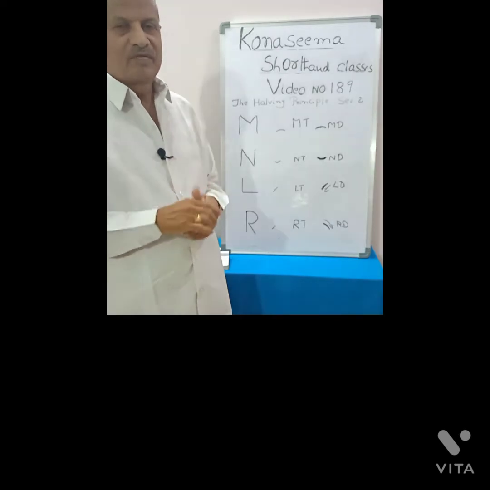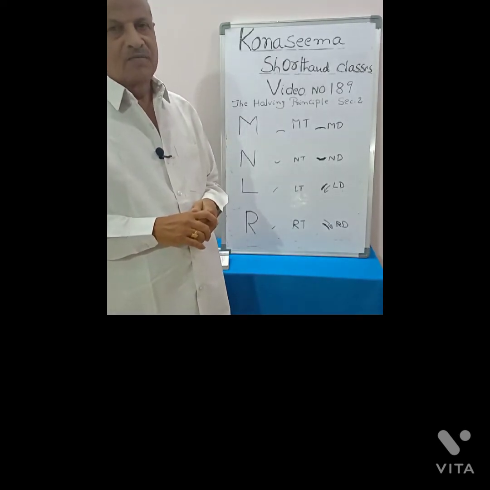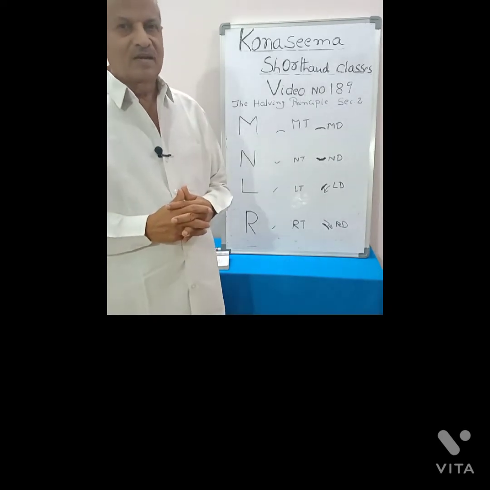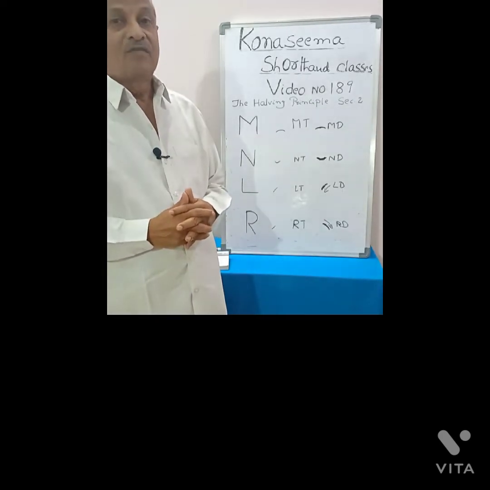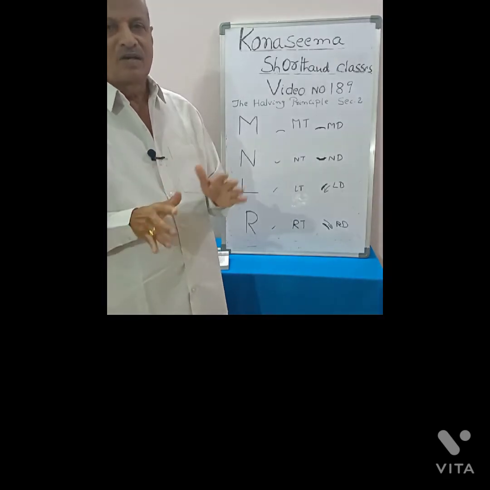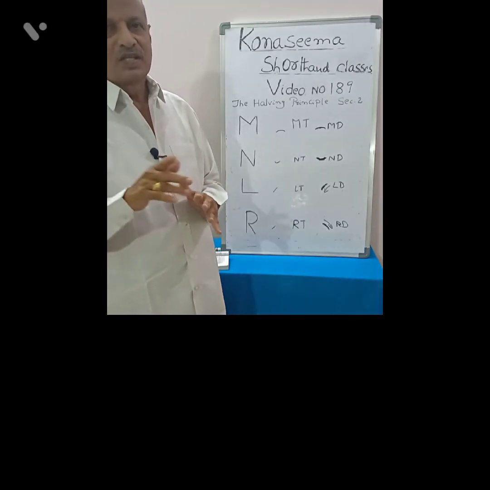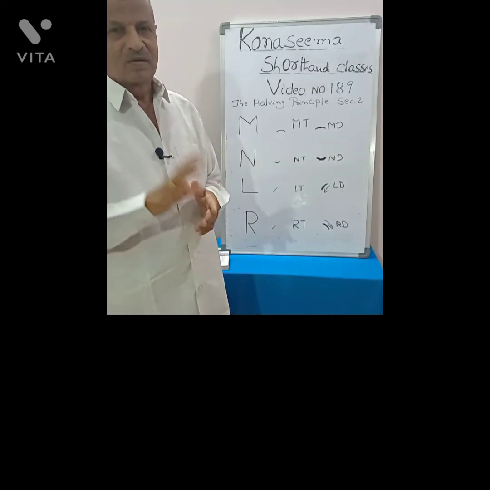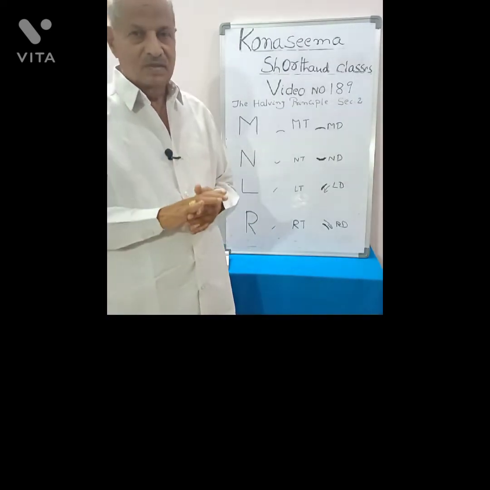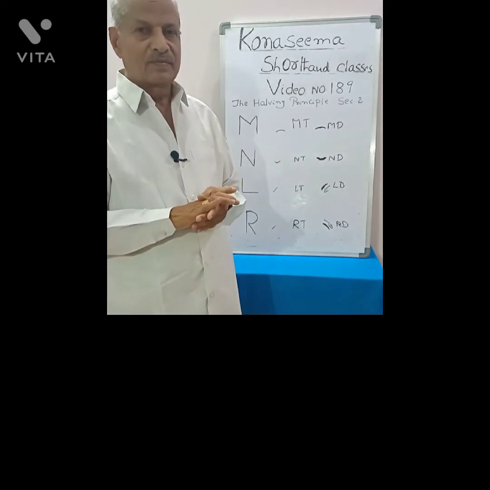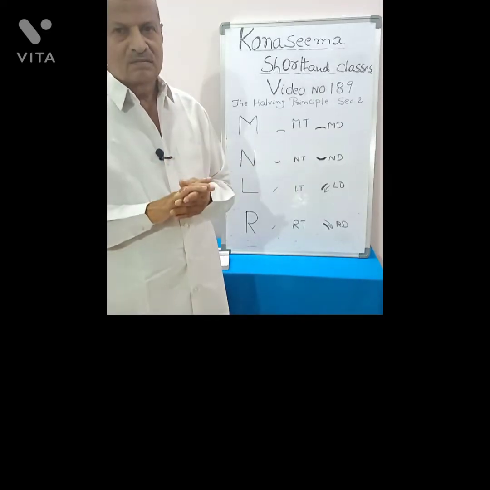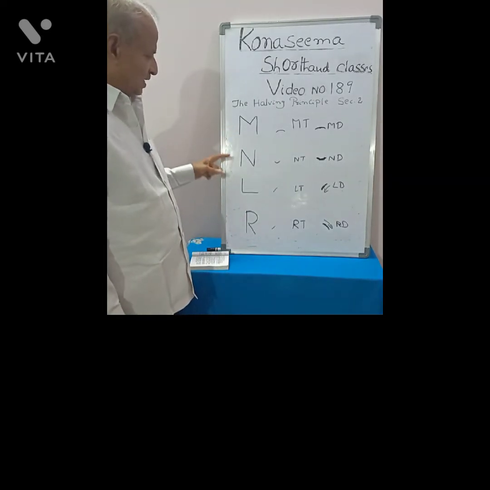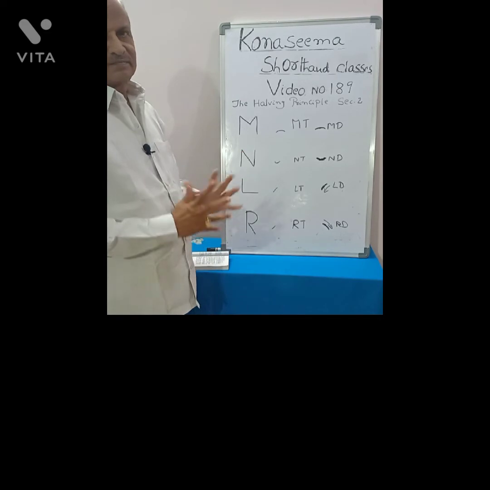In the previous chapter, the Halving Principle, Section 1, we have learned about the halving principle with respect to all the consonants listed in the table of consonants. That is P, B, T, D, etc. Now in this section, exclusively for the strokes M, N, L, R.